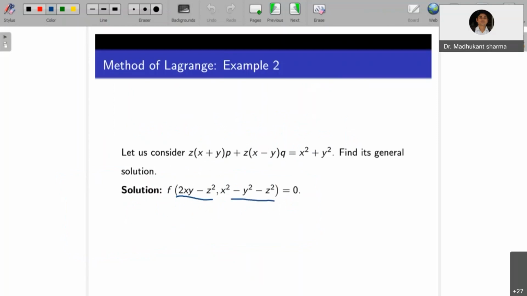So one pair we have is another family: 2xy minus z square is equal to w. That you can also try.